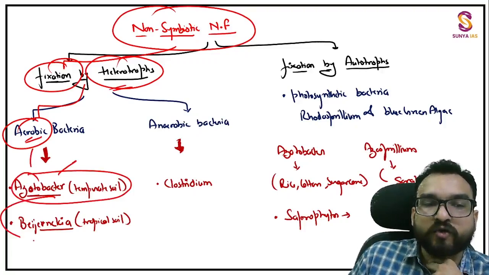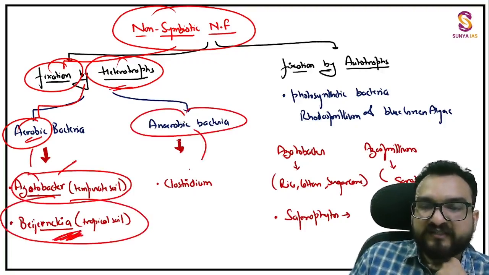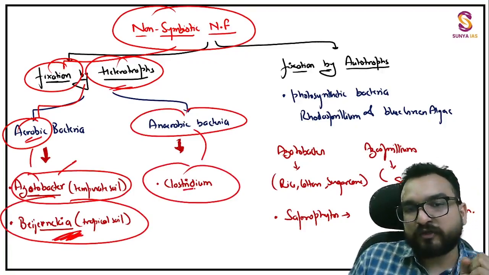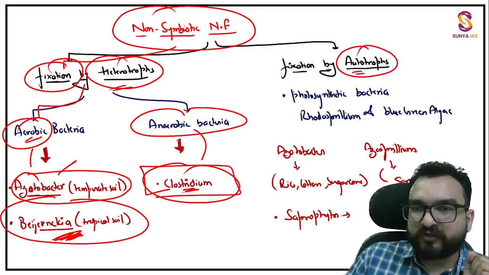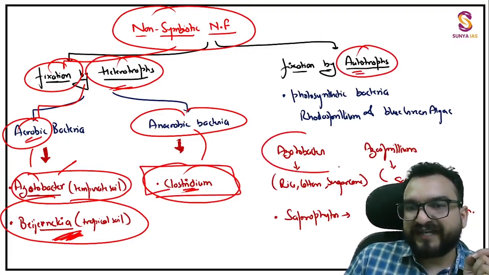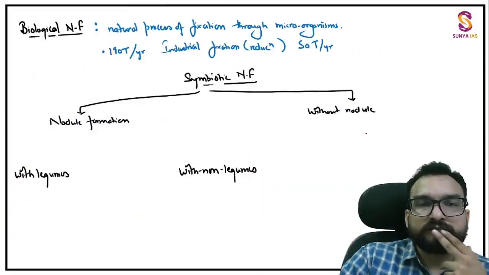This is your microorganism, and Beijerinckia over here. In anaerobic condition, if they are doing it, it is Clostridium. Example you have to notice over here. Fixation by autotrophs, over here you will be seeing Azotobacter and Azospirillum. Right? Let me show you another diagram too. Just wait.